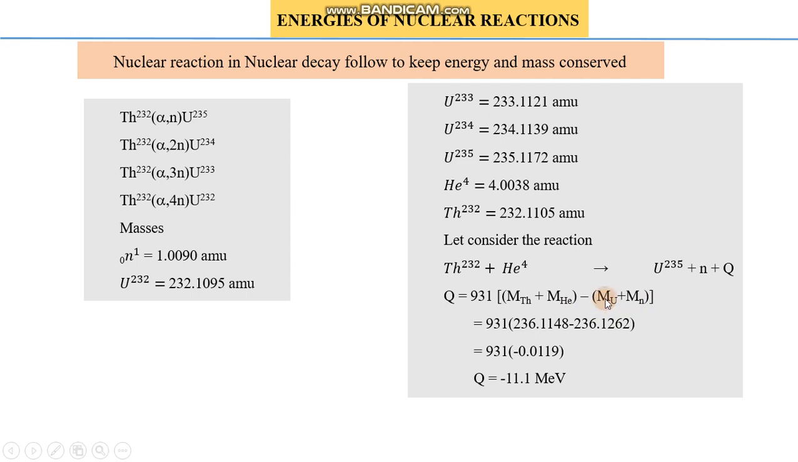So in this case, the mass of uranium plus the mass of the neutron, the difference between the masses of these two species and the masses of these two species, will give us the change in mass during this reaction. So 931, putting in the exact values, 931 into minus 0.0119, and the total energy involved in this reaction comes to be minus 11.1 mega electron volt.